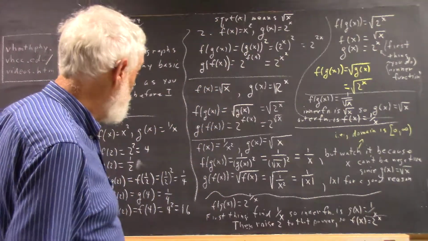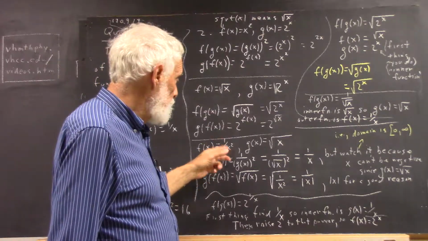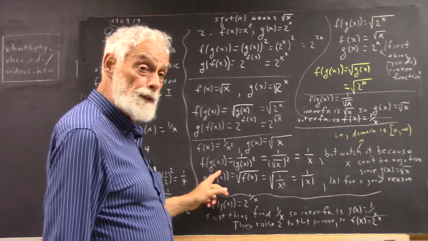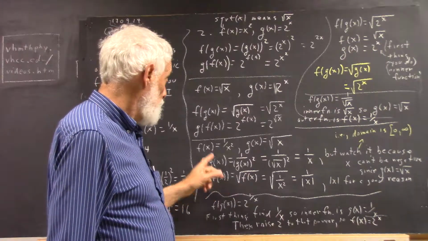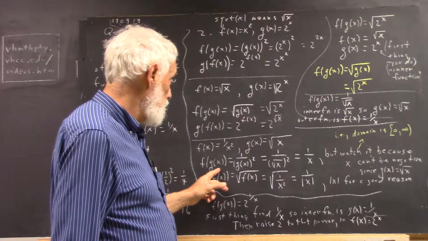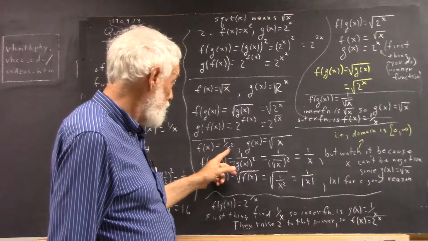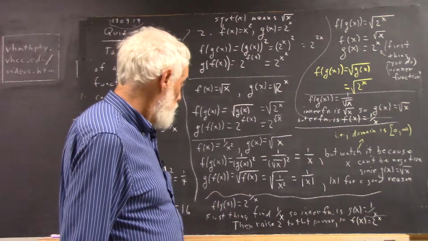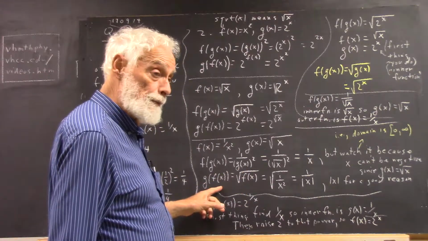Okay, another example. f of x is 1 over x squared. So what's f of g of x? Well, x has been replaced by g of x. So replace x by g of x, and that's going to give us 1 over g of x squared. And then we've got g of f of x. What are we going to do with that?